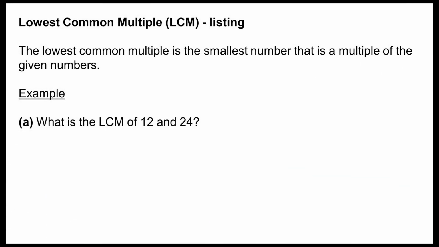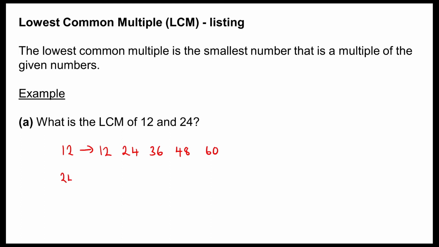The next thing that you could be asked to work out is the lowest common multiple. The lowest common multiple is simply the smallest number that is a multiple of the given numbers. In our example, we're asked to find the lowest common multiple of 12 and 24. So I'm going to start off by writing the multiples of each. The multiples of 12 are 12, 24, 36, 48 and 60. That's the first 5 multiples. It does obviously go on forever.